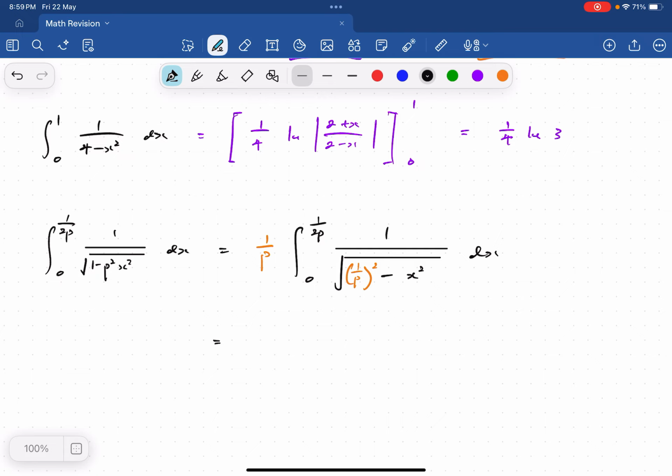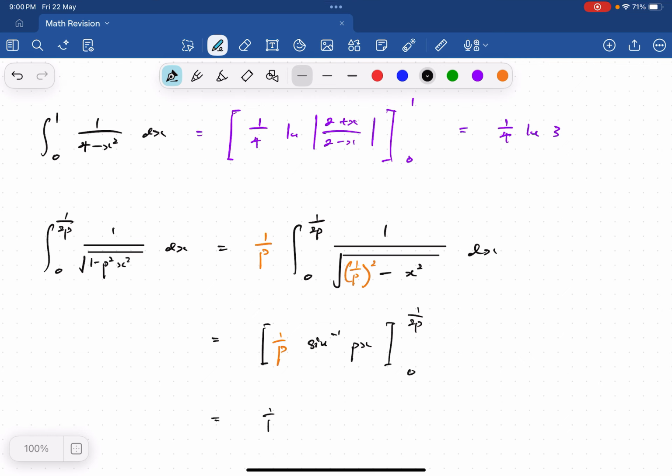So if we integrate this using that standard form, this is going to be sine inverse, right? So my 1 over p is still outside. Yeah, 1 over p sine inverse of px, and my bounds. So if I substitute this in, you will see that I'm going to get 1 over p, and this will actually be sine inverse half. Okay, because I have 1 over 2p here, I have 0 here, so if I sub in, we will get sine inverse half.